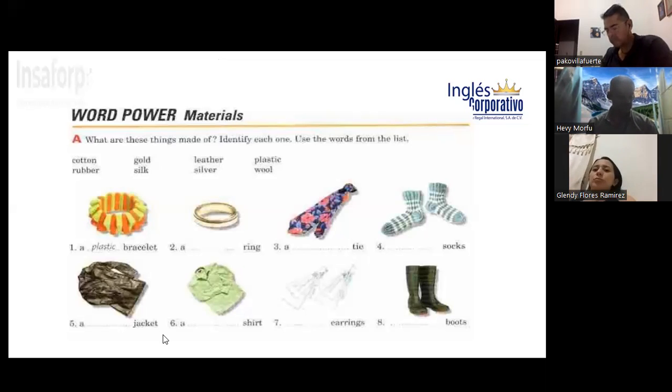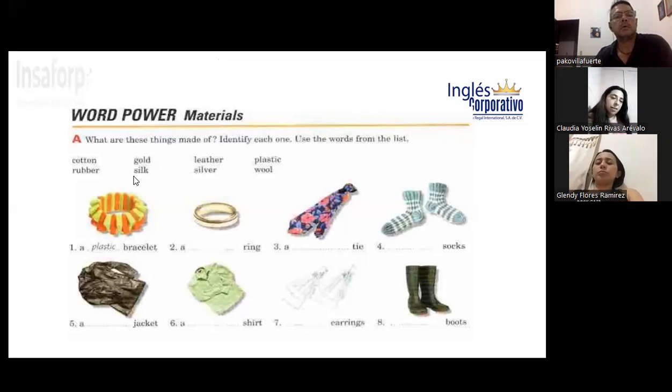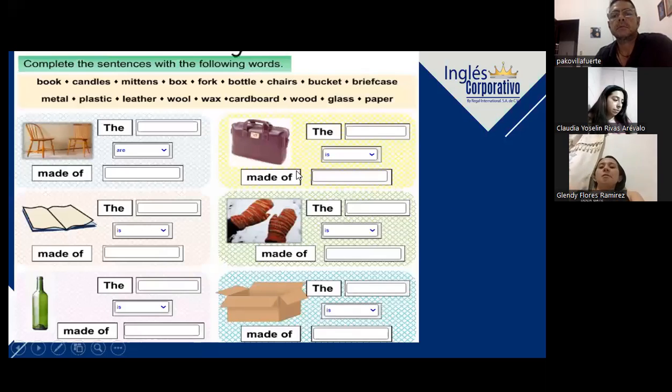So, we are learning about some materials, especially when we are getting some products. Gold, silver, plastic, wool. So we know about that. Let's continue with the next exercise. We will also need the help of this one. Complete the sentences with the following words. You see the picture, I will explain with this one.